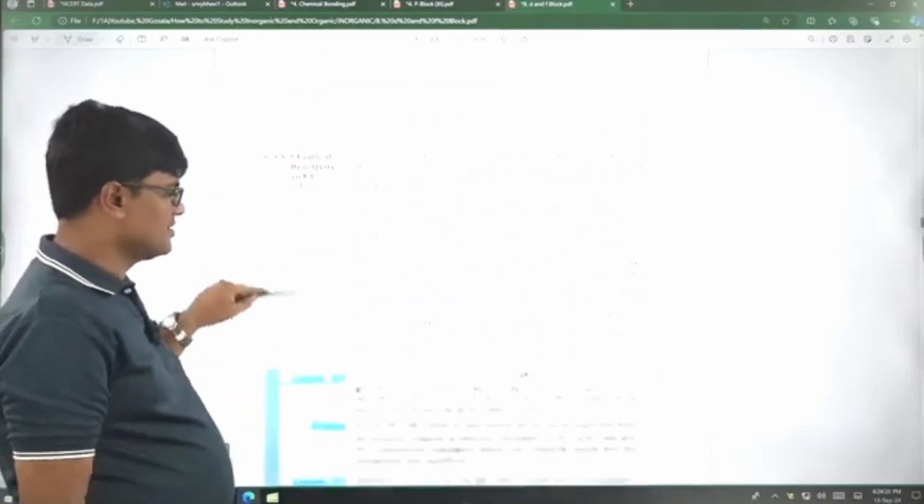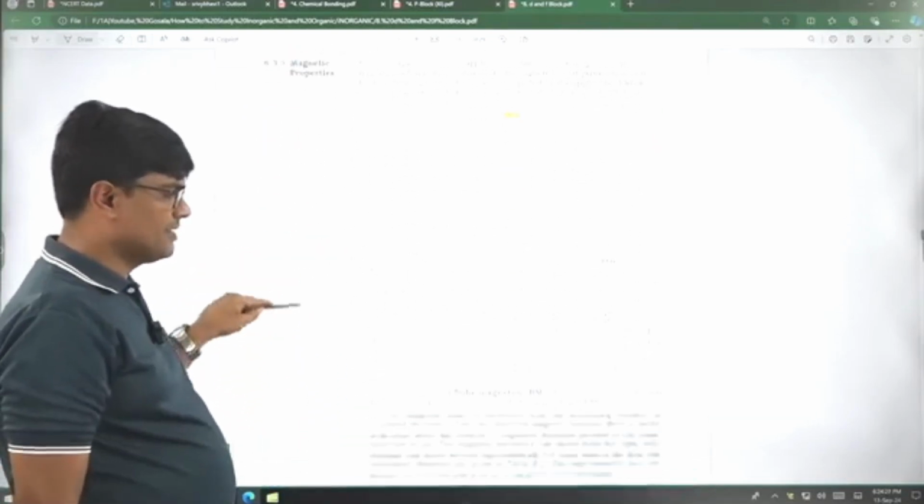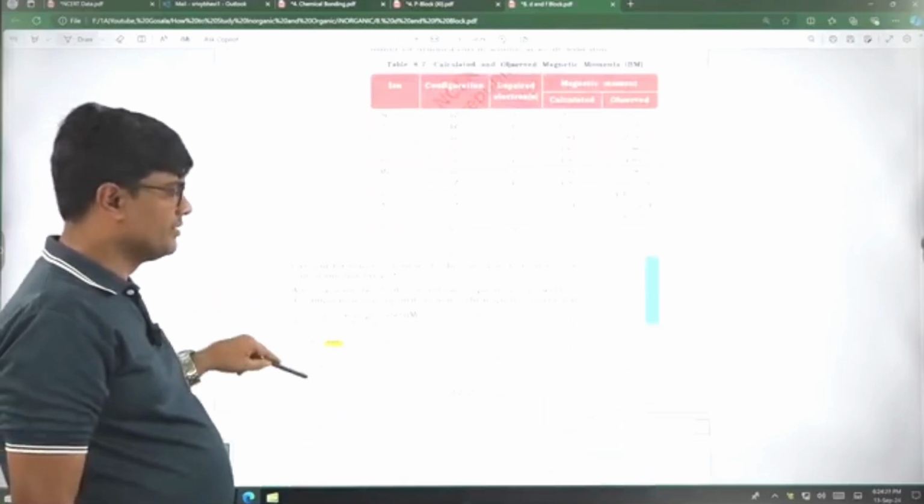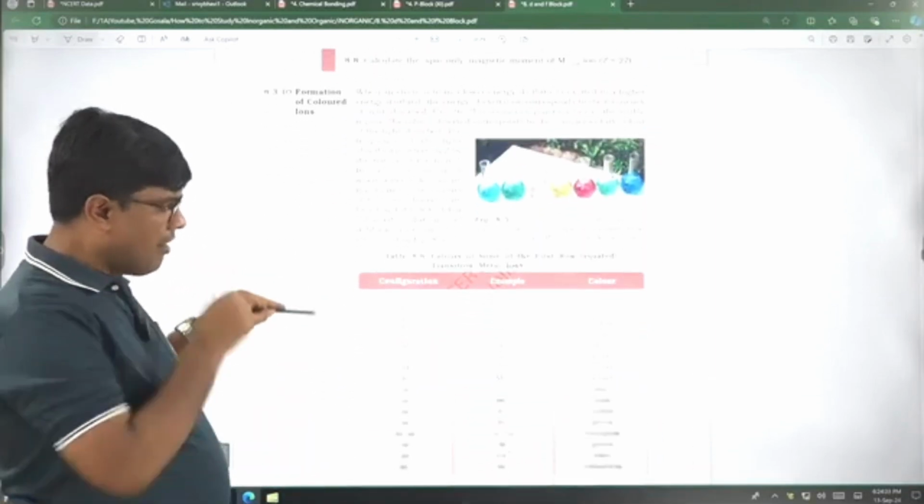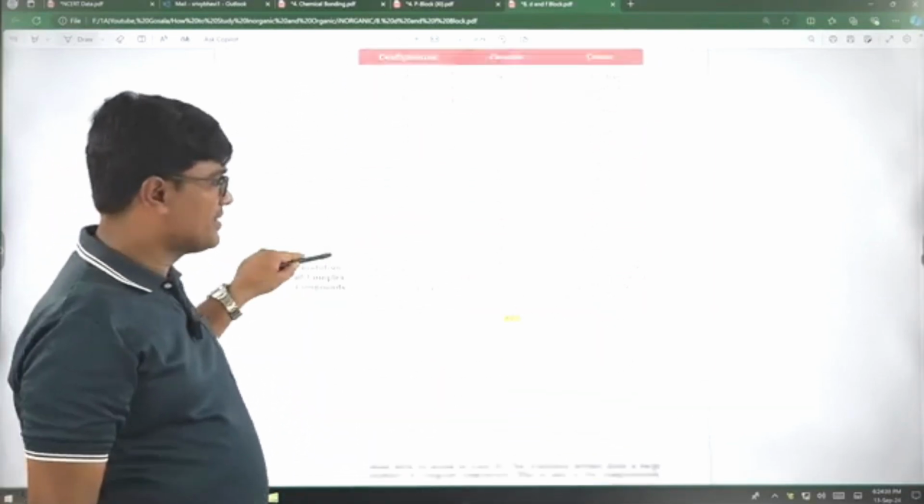And then oxides and their stability. Everything from the NCERT lines, we can make a table and make short notes. Important colors.